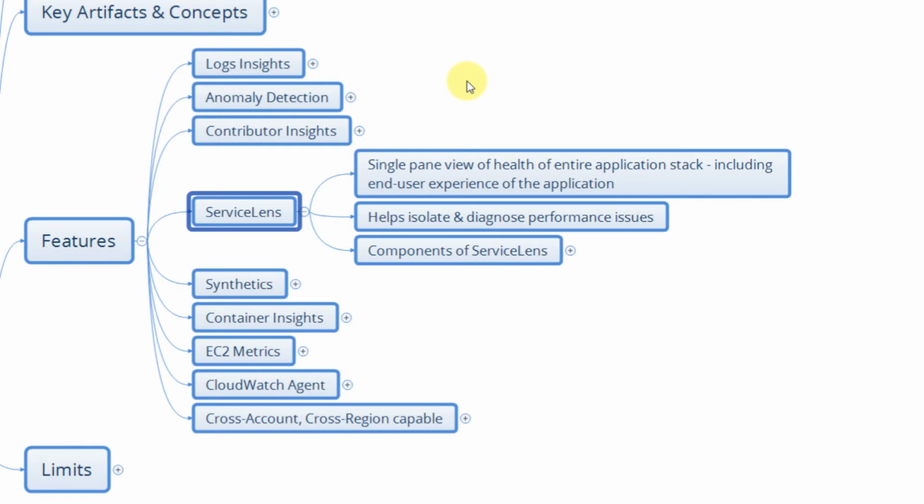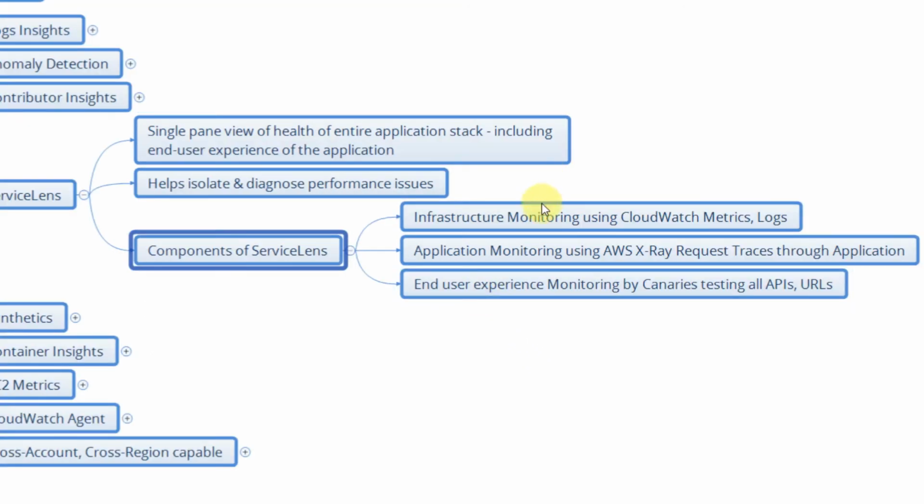ServiceLens allows you to have a single pane view of the health of an entire application, the entire stack, including the experience of the end user of the application. It helps you isolate and diagnose performance issues. So if an end user sees a slow response, you can discover that. ServiceLens includes infrastructure monitoring, application monitoring, which includes not only metrics but request traces using the AWS X-Ray service. And it also includes end user experience monitoring by using canaries, which test all APIs and URLs of the application.